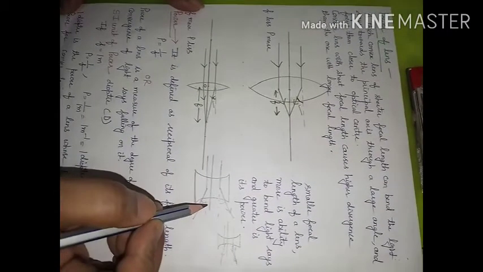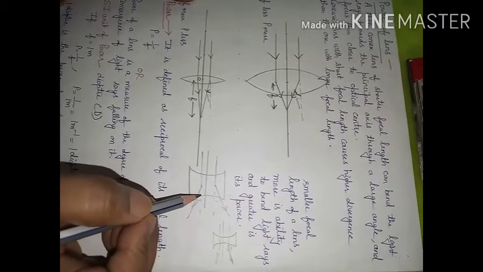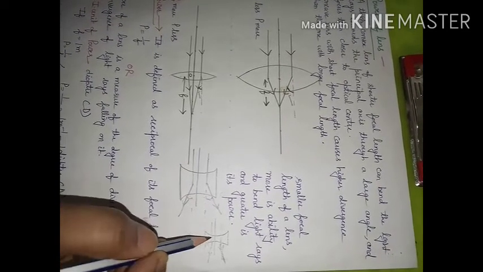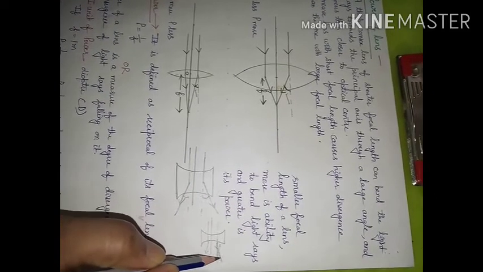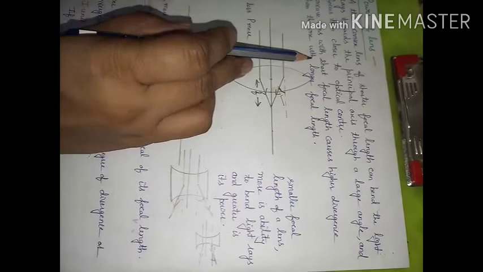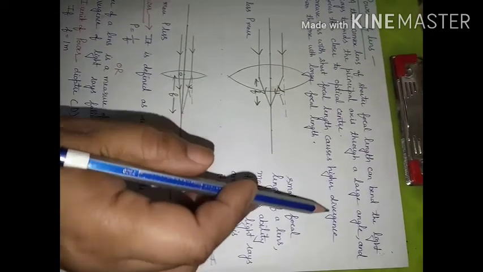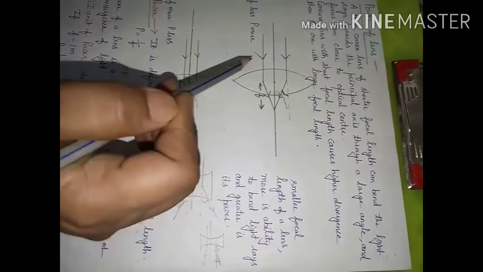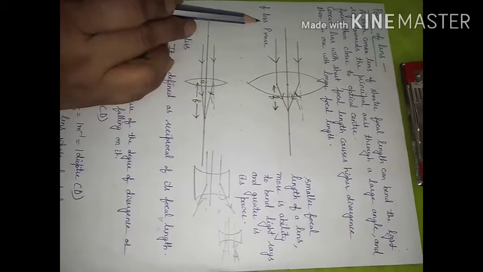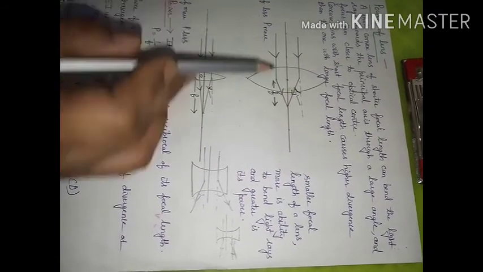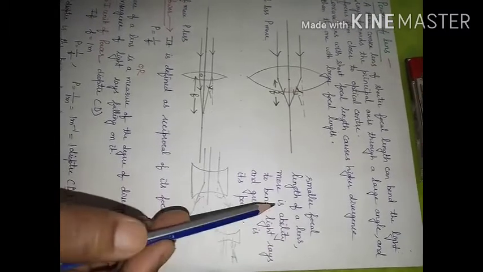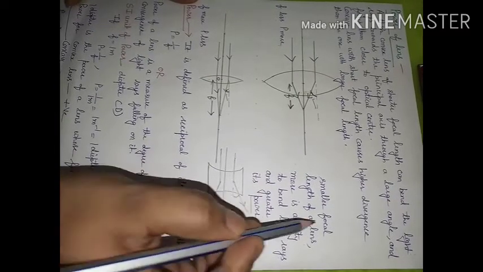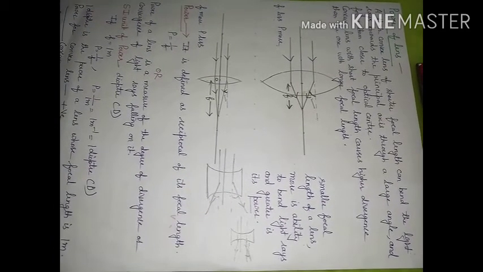In case of concave lens, if concave lens is thicker, then in that case divergence will be by large amount, and if we are going to have a thin concave lens, then divergence will be by small amount. So a concave lens with short focal length causes higher divergence than the one with longer focal length. So from here points which are coming out, if focal length is less, power will be more. Smaller focal length of a lens means more is ability to bend the light rays and greater is its power. It means power and focal length, they are inversely related with each other.